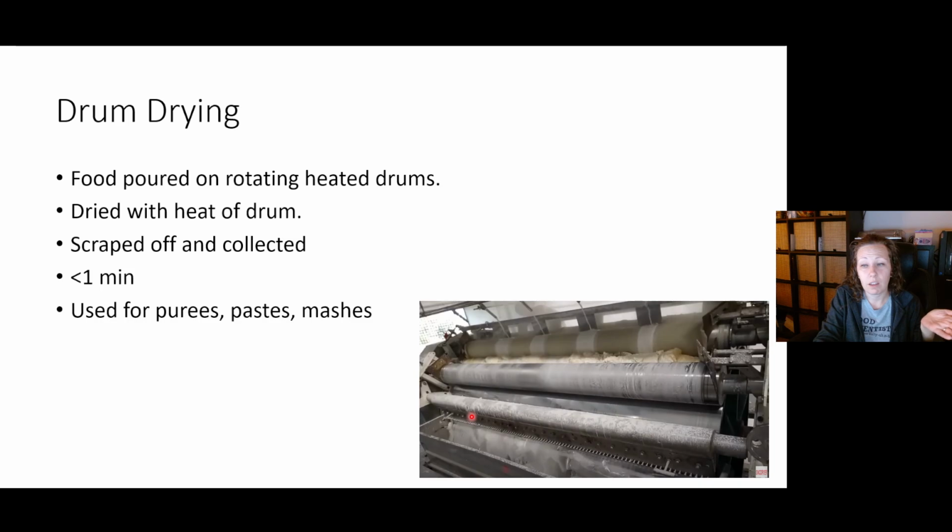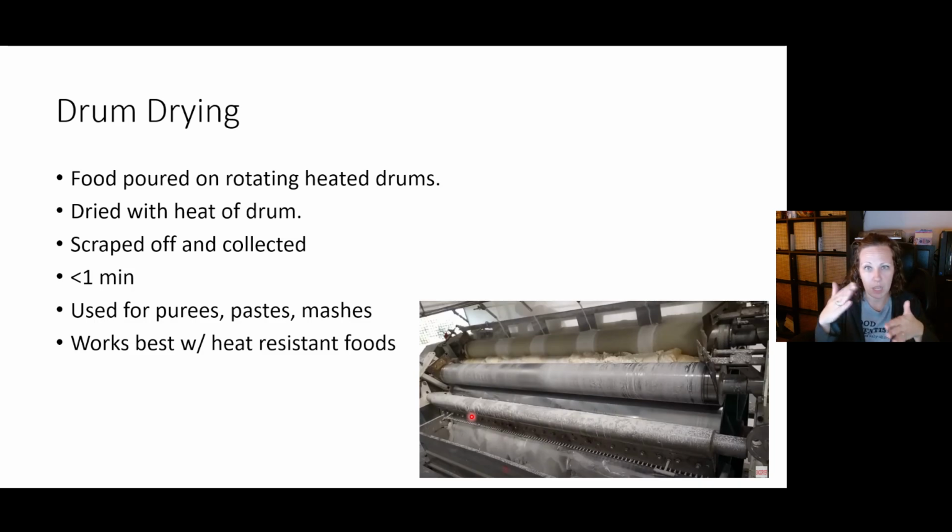So this method, obviously it has to be a liquid, right? So it's going to be used for purees, for pastes, for mashes like mashed potatoes, that kind of thing. And since this drum is so hot, in less than a minute all the moisture is coming off of the food. It's a thin layer of food, but all the moisture is coming off this thin layer. It's going to work best with foods that are heat resistant, that are also brittle when dry. That's why potato starch is a great one for that.